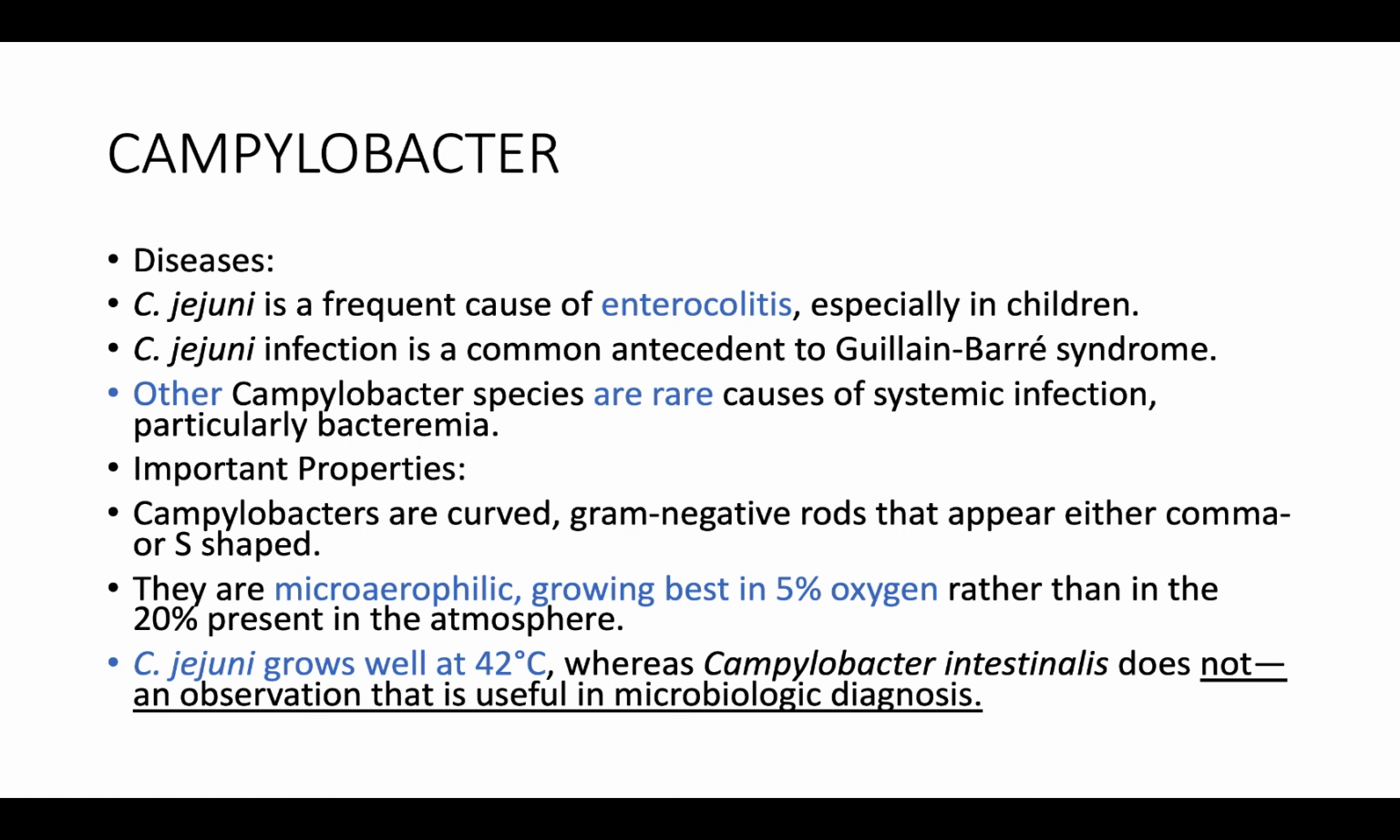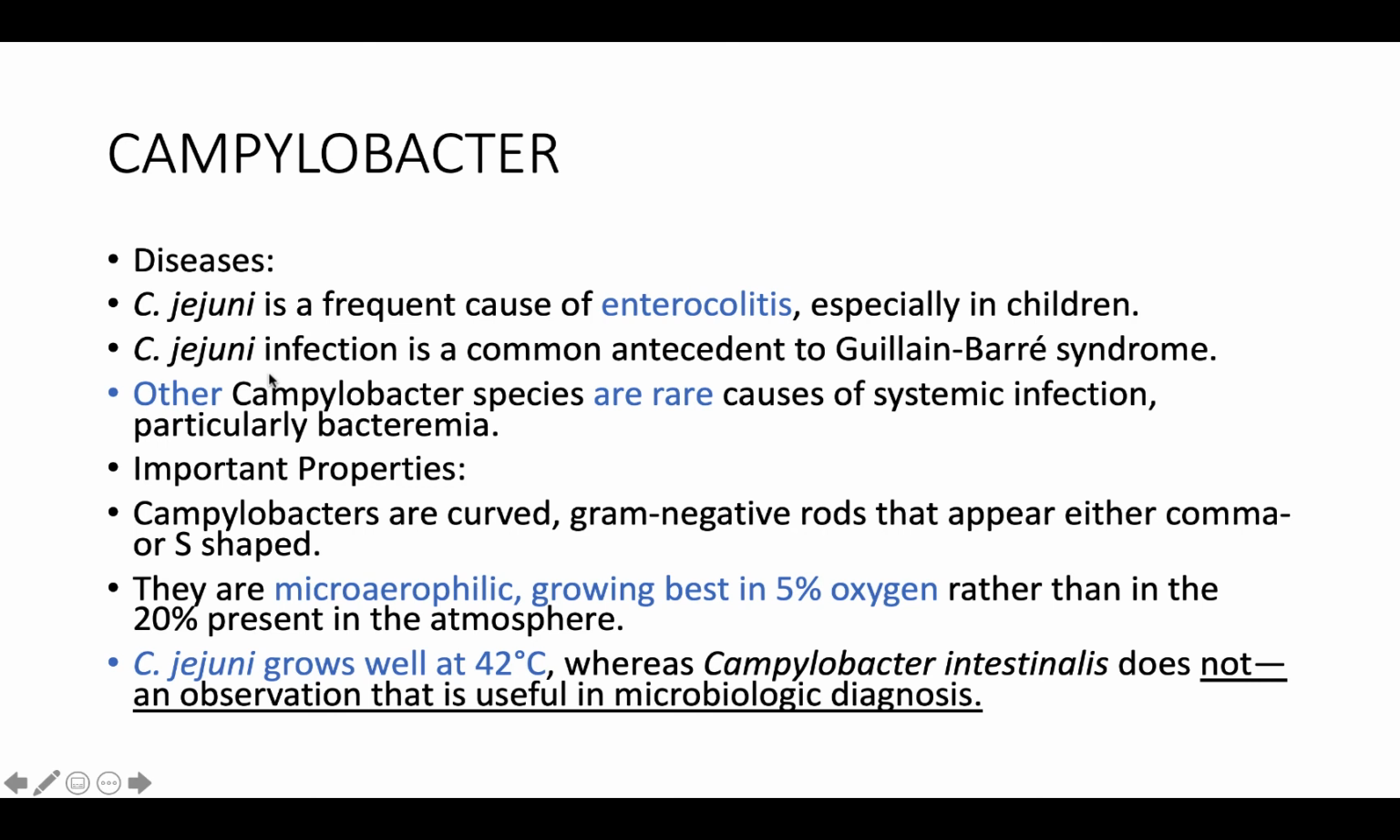So Campylobacter is a frequent cause of enterocolitis, especially in children. It is a common antecedent to Guillain-Barré syndrome. If you know it, this is a demyelinating neural disease. So usually people have diarrhea and then they have Guillain-Barré. Campylobacter is one of the organisms implicated as an antecedent for Guillain-Barré. Other Campylobacter species are rare, but jejuni is the most common one.